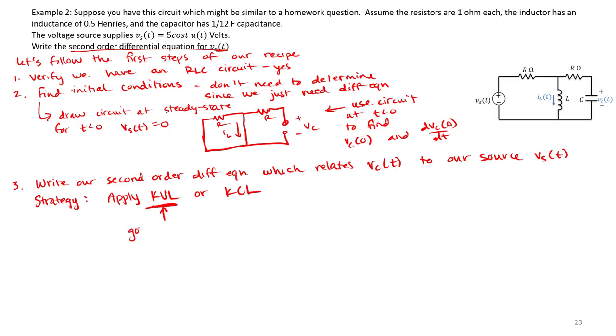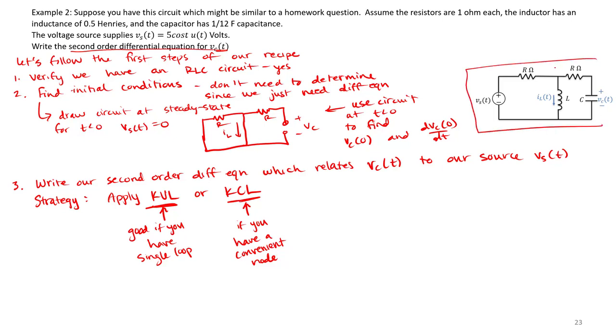Kirchhoff's voltage law is good if you have a single loop. And often Kirchhoff's current law is the best one to apply if you have a convenient node. So which one would we want to apply in this case? Well, if we look at the circuit we're given, there's a very nice node between our resistors.